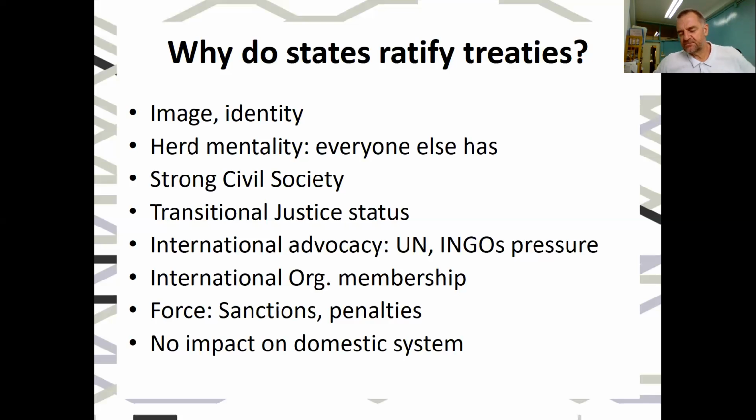Now, a final one is that sometimes states ratify quite cynically, thinking, well, if you ratify, it's not going to make any difference. For example, North Korea ratifying treaties, saying they're not going to implement them at the domestic level. But you see, there's a whole variety of reasons why states ratify, some good and some not so good. We'll develop these ideas and also look at the advocacy of getting states to ratify treaties.